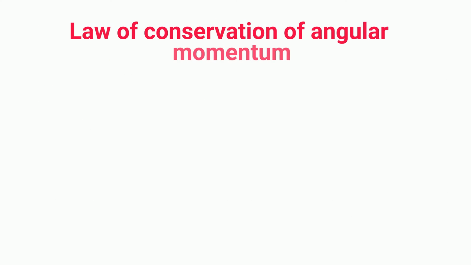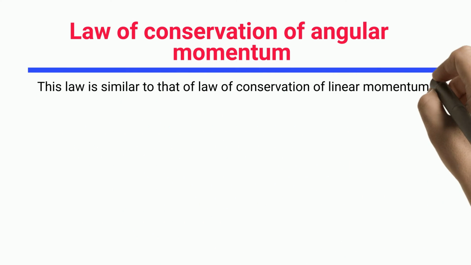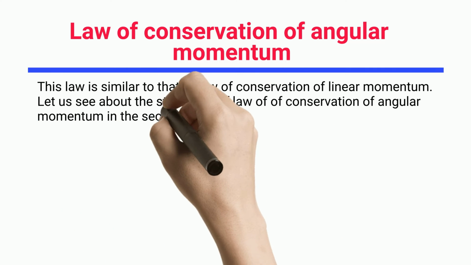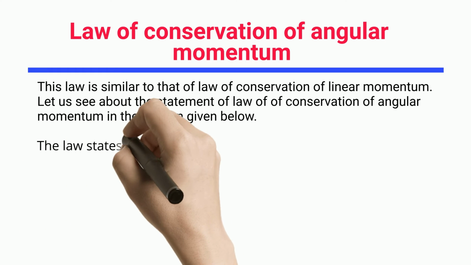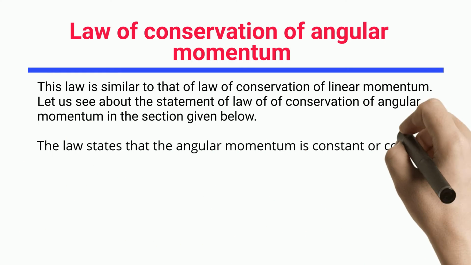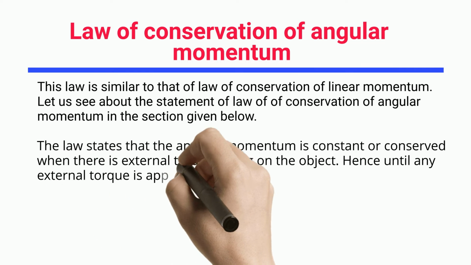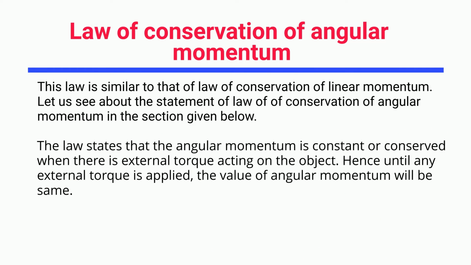Law of conservation of angular momentum. This law is similar to the law of conservation of linear momentum. Let us see the statement of the law of conservation of angular momentum in the section given below. The law states that the angular momentum is constant or conserved when there is no external torque acting on the object. Hence, until any external torque is applied, the value of angular momentum remains constant.